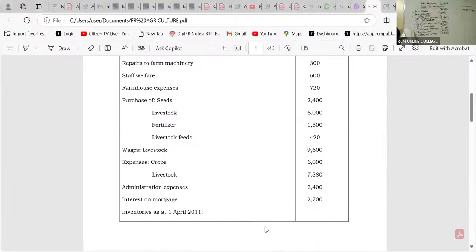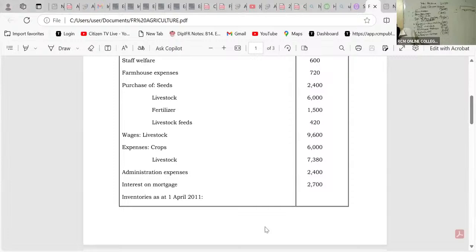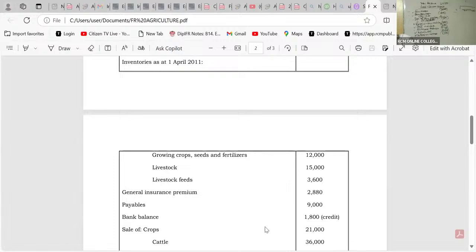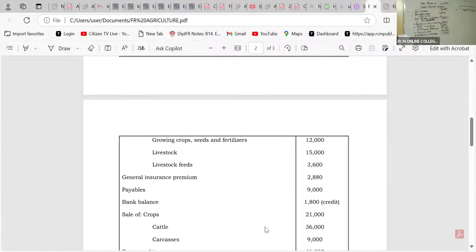After interest on mortgage, ladies and gentlemen, what are we able to see down here? We have general insurance premium. You have to be very bright. They have given us a figure of 2880. General insurance is 2880.